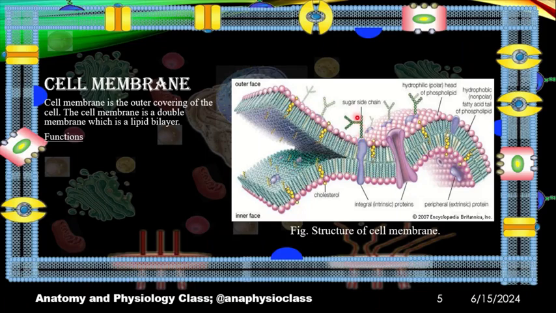These carbohydrates also act as enzymes and receptors. So what are the functions of the cell membrane? So the cell membrane separates the ICF from the ECF.